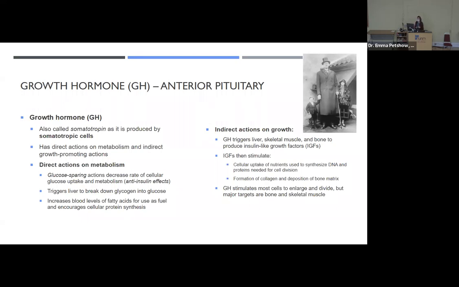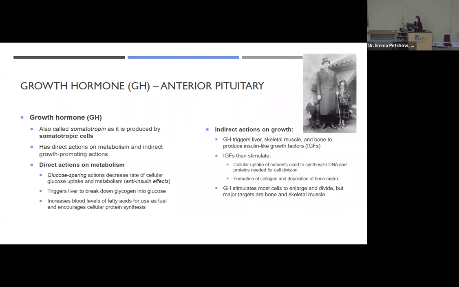It's going to also trigger your liver to break down glycogen into glucose. So it's giving us more glucose from the liver, not normal cells, but specifically the liver. So that's good. We like that. It's going to increase our blood levels of fatty acids to use for fuel and encourage cellular protein synthesis, DNA, RNA transcription, translation, all of those processes. So I think of this as anything that can give us fuel to do more growth. That's what growth hormone's helping us do metabolically.